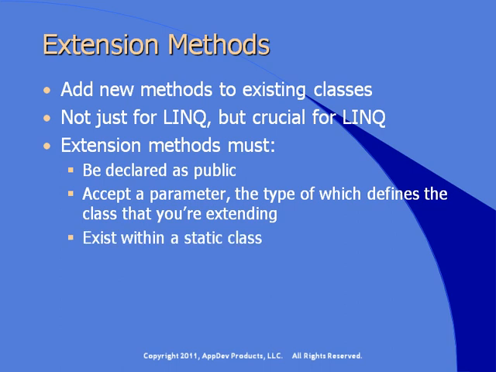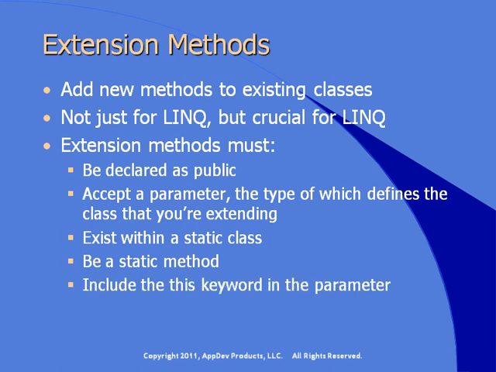It has to exist within a static class. You have to use the static keyword on the class definition. It must be a static method. You have to use the static keyword on the method itself. And you have to use the this keyword in that first parameter. The this keyword indicates that this is an extension method that extends the class that follows the this keyword. Let's try an example where we'll define our own extension method to make it simpler to create a LINQ query.